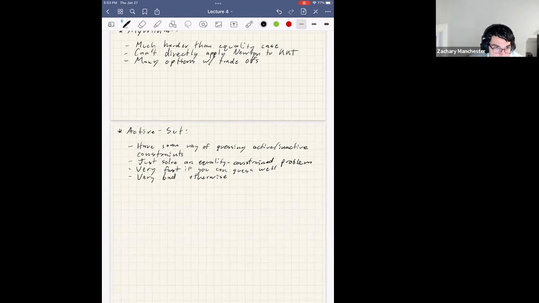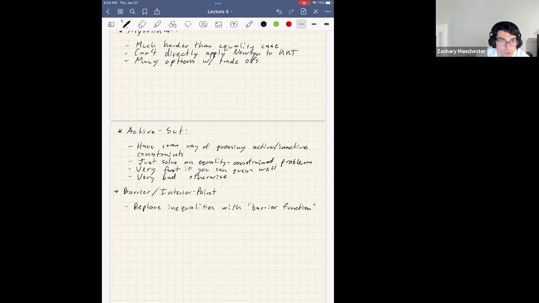Okay, so other ways to do this are barrier or interior point methods. These are basically the same thing. The idea here is you're going to replace inequality constraints with a so-called barrier function that blows up to infinity. You put this in the objective, and it's going to blow up to infinity at the constraint boundary.